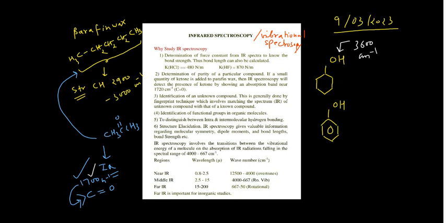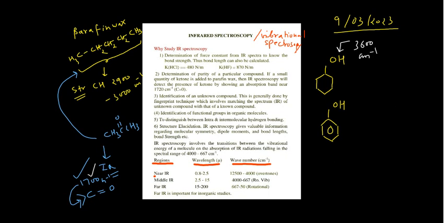And the range, you should roughly remember it. It is between 4000 to 667 centimeter inverse. So here are the different regions. Here you can see, I can underline it. These are the regions, wavelengths and wave numbers. Okay, you should know this thing.